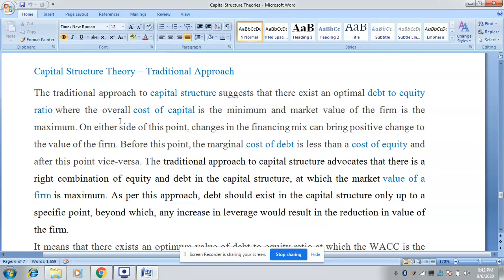Every organization should have a minimum level of debt or debt up to a specific point, beyond which any increase in leverage. What is leverage? We have seen in the previous video. What is leverage? Leverage is using of borrowed debt at a fixed charge to acquire the fixed asset. Correct? Beyond which an increase in leverage would result in a reduction of value of firm. After certain point of debt, you are increasing your debt size. That is, you are exercising your leverage more. That would result in reduction of market value of the firm.